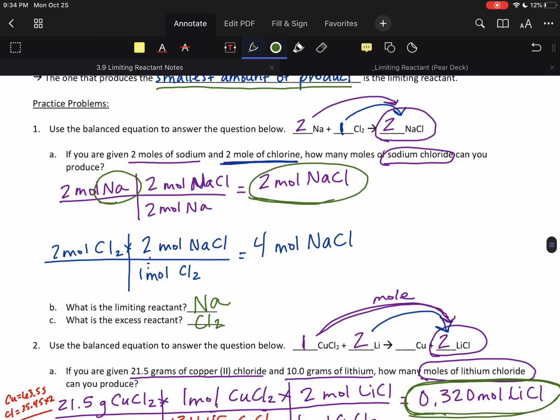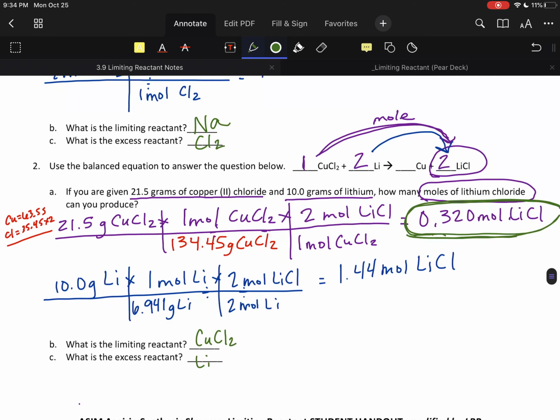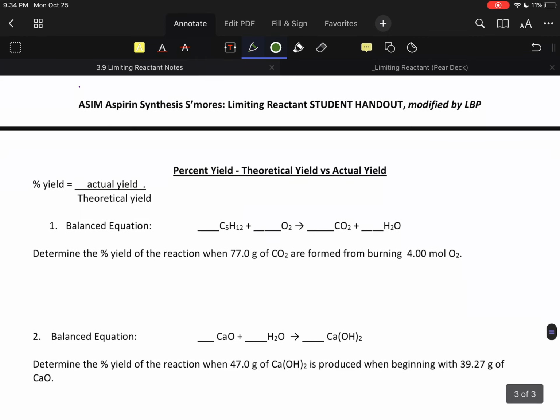Right? Just like up here, this is my answer. This is how much I can produce, okay? This is how much I can produce because this is my limiting reactant. So once it runs out, that's my answer, okay? So you kind of do all the work up front, and then you've got your answer already done, okay?